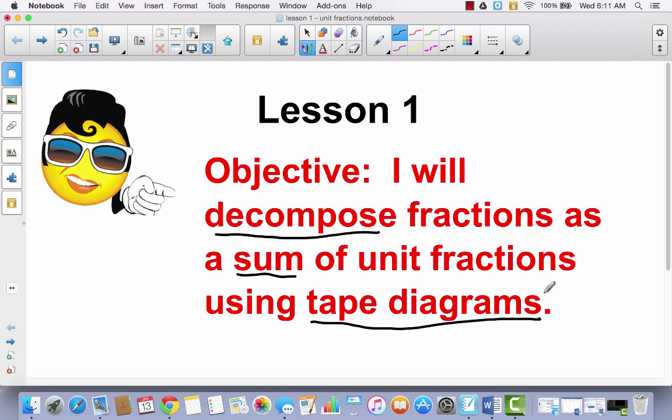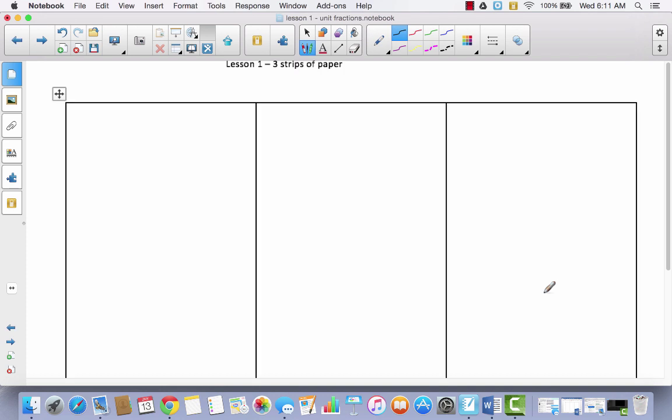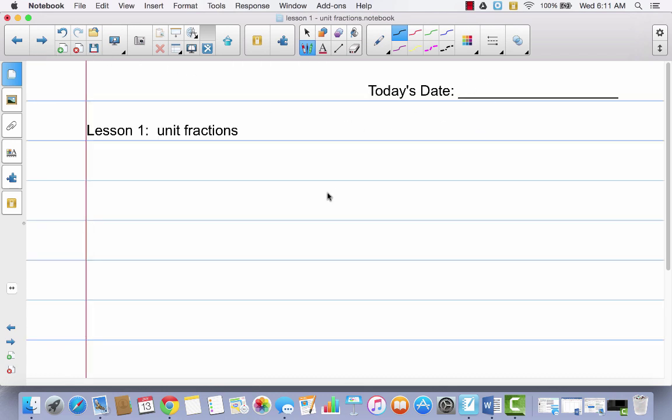You're going to need a couple of things from your binder. The first thing you're going to need is this piece of paper right here. It says lesson 1, 3 strips of paper. You're going to need some scissors, and you're going to need to cut these 3 strips of paper apart. If you don't have any scissors, you can come and see me and borrow some of mine. And you're also going to need your math journal. So go ahead and get your math journal ready for today.